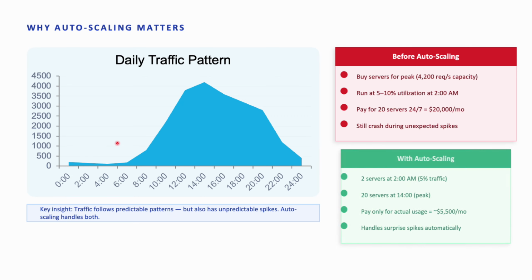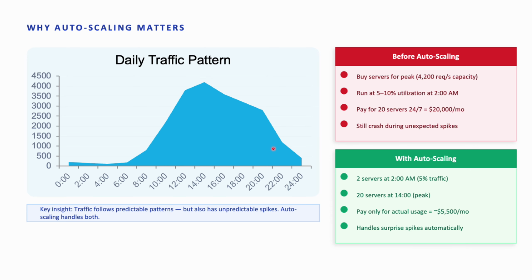And with auto scaling at 2 a.m., you are running only 2 servers and they handle the light traffic easily. As traffic grows in the morning, the auto scaler detects rising load and adds servers. So by 2 p.m., 20 servers are running. And at midnight, they scale back down to 2. So you pay only for what you use.